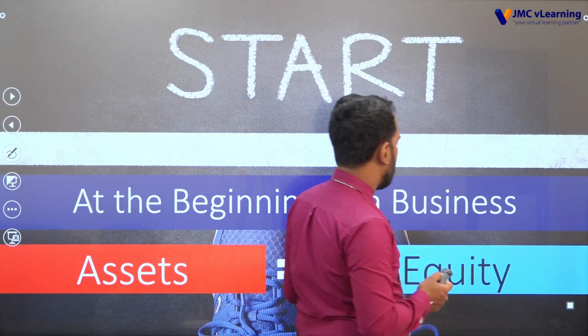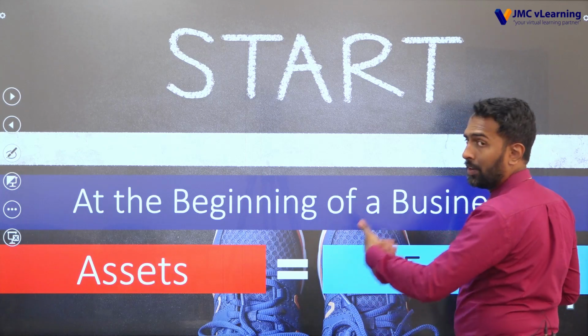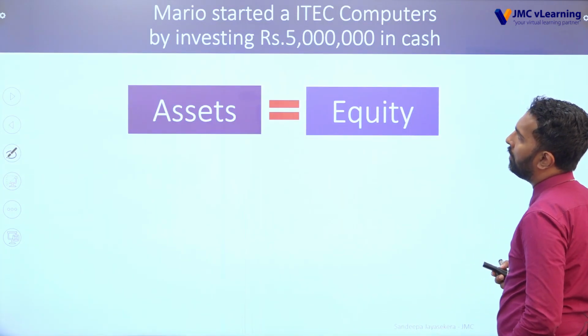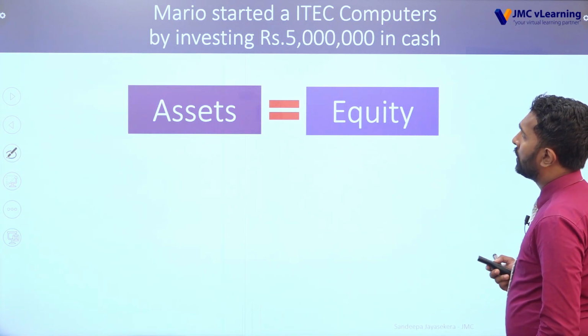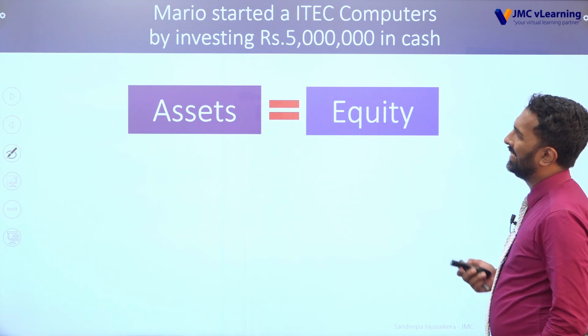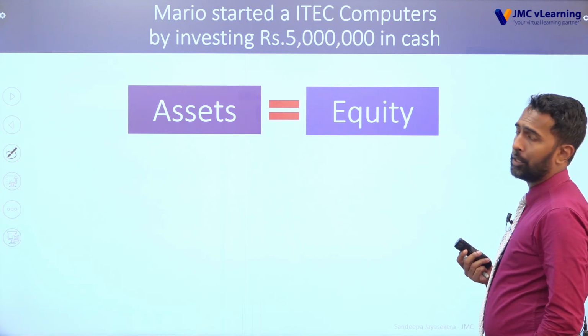Okay. Now we'll see how it works in the transactions. Then gradually we'll bring the liabilities in as well, right? So we'll take a simple example. Mario started iTech Computers, which is the name of the business. Mario is the owner, by investing 5 million in cash.